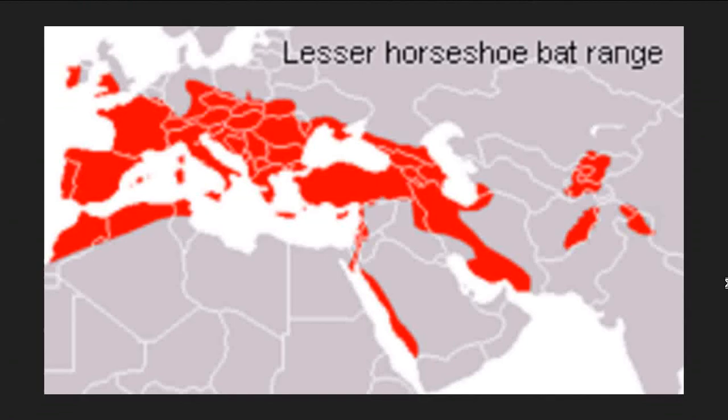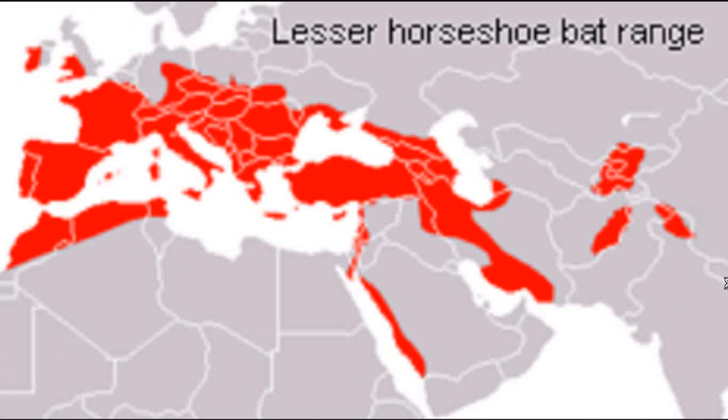Lesser horseshoe bat range. Anyone want to guess which one this is? Okay, there's your bat range. That's covering Italy and Spain, Portugal, part of Africa, some parts of like Turkey, and all sorts of places. There's even bits of Britain and stuff. That's a lesser horseshoe bat.